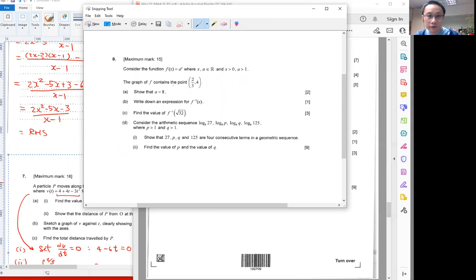Going back to the question itself, general exponential function, you're looking at 4 equals a to the 2 over 3. Therefore, a equals 4 to the 3 over 2, which equals 8.